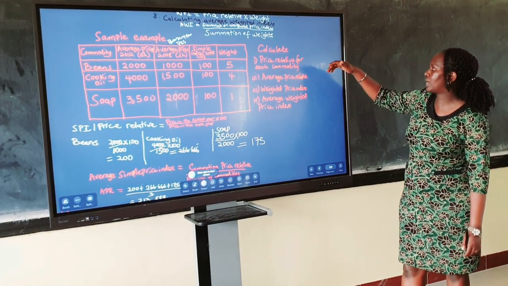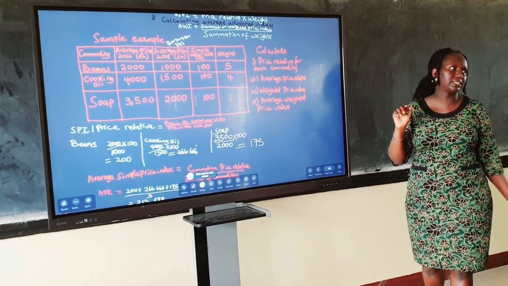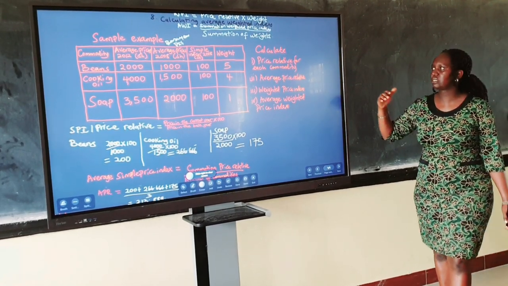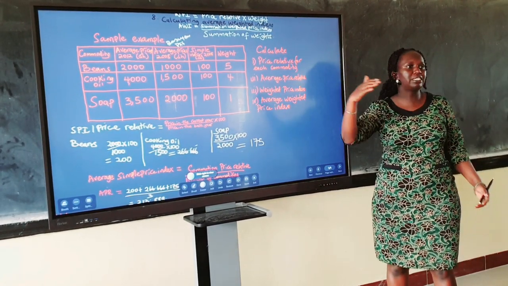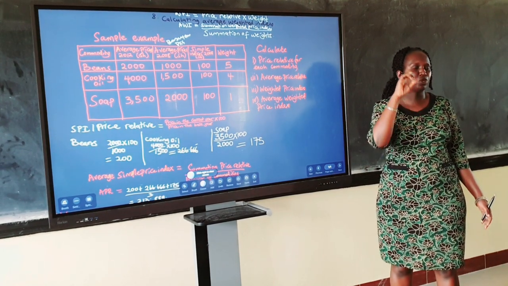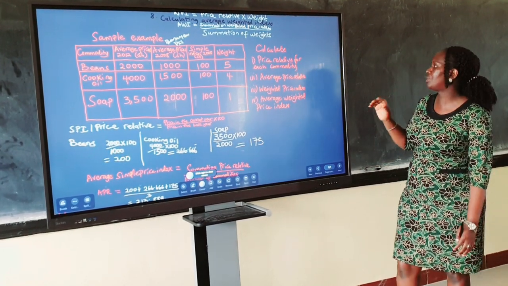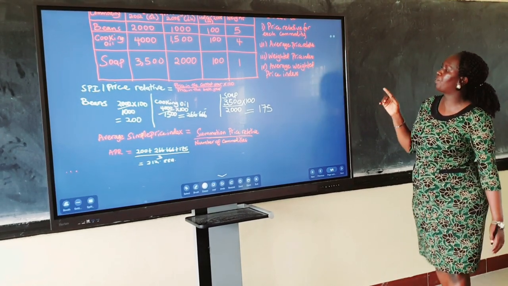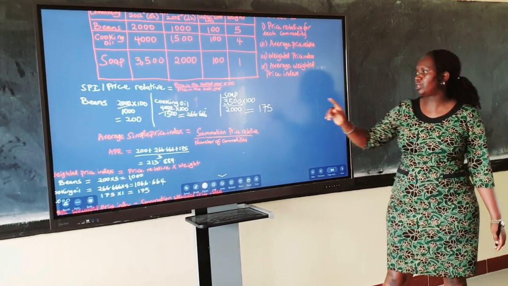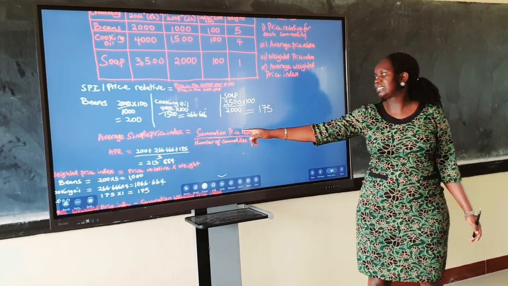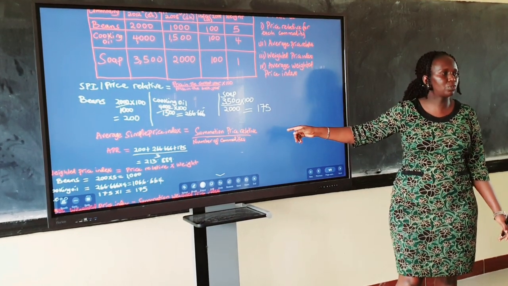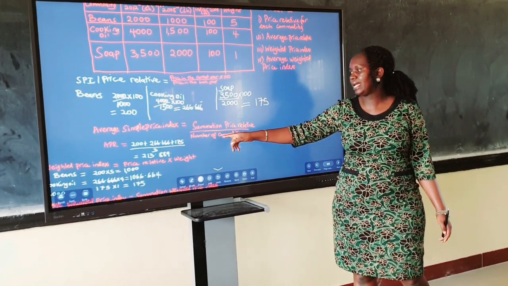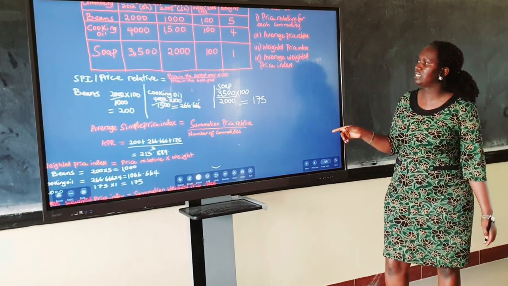The next thing we want to calculate is the average price relative. What you have to note in price indices is that because it's a procedural thing, your first figure must always be correct. For us to calculate the average price relative, we go back to the formula: summation price relative, which is also called simple price index, divide by the number of commodities.